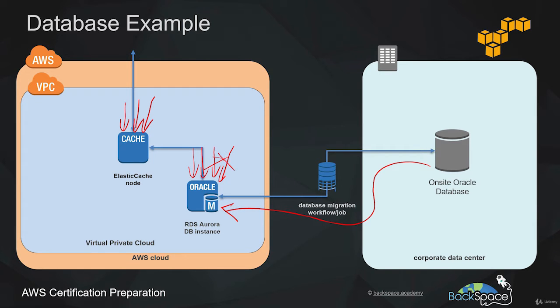Any requests for anything that is not in the Elasticache will be simply forwarded to the RDS instance. That way we have high-speed access to our frequently accessed data, while at the same time we can still access our less frequently accessed data directly from our RDS instance.